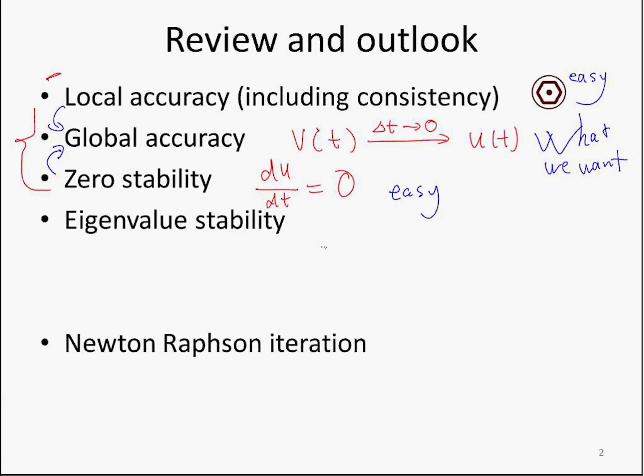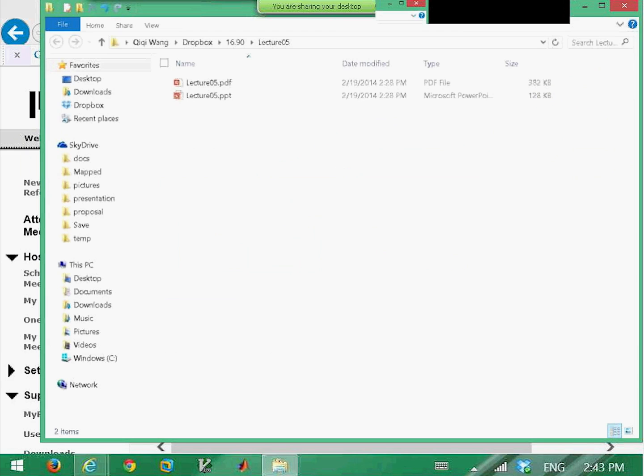What scheme have you learned that is midpoint? Exactly. Midpoint is locally accurate, it's zero stable. And it's something we implemented last lecture, right?